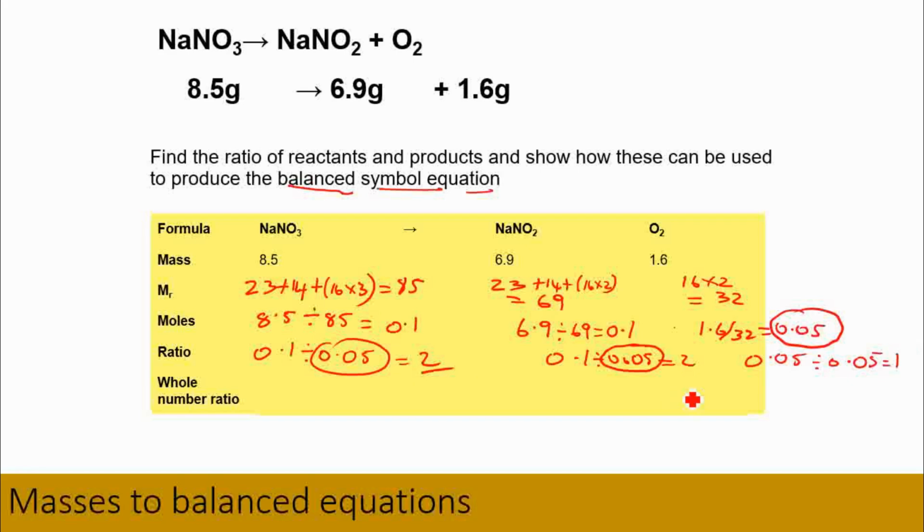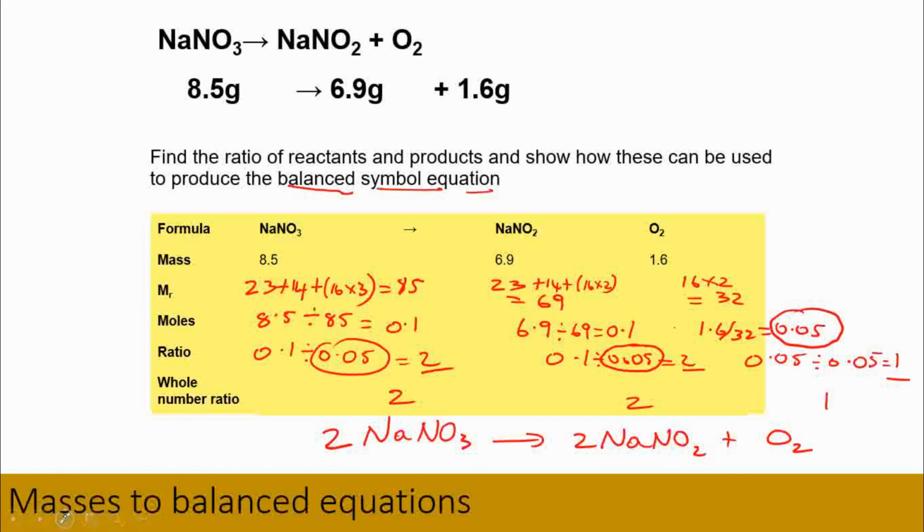So what's the whole number ratio? 2 to 2 to 1. Therefore, what's my balanced equation? 2NaNO3 forms 2NaNO2, plus oxygen, which is 1 of that. You can check if it's balanced. 2 times 3 is 6. 2 times 2 is 4. Add 2 makes it 6. 2Na, 2Na, 2N, 2N. The equation has been balanced.